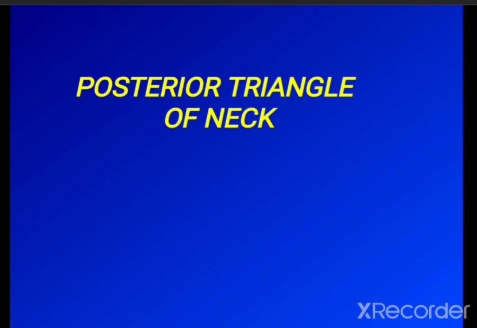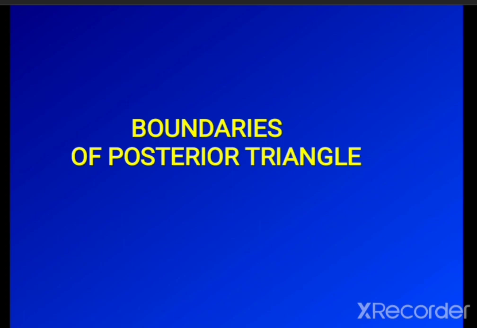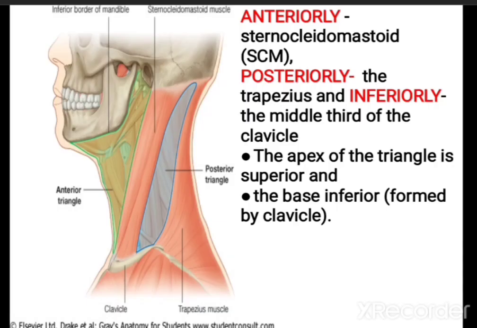Here I am going to tell you about the anatomy of the posterior triangle of neck. First we discuss about the boundaries of posterior triangle. So in the diagram, the blue colored area is the posterior triangle. Anteriorly it is bounded by the sternocleidomastoid and posteriorly by the trapezius muscle. Inferior boundary for this triangle is made up of the middle 1/3 of the clavicle, and here is the apex which is directed upwards, and the base is formed by the clavicle itself.